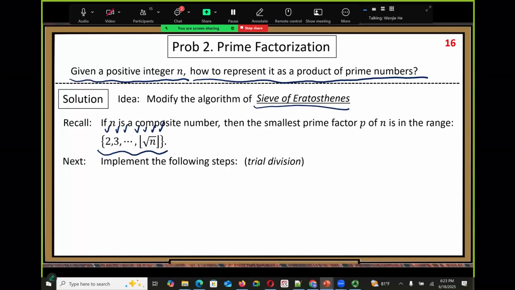All right. So then, trial division. We need to do testing. Trial testing.